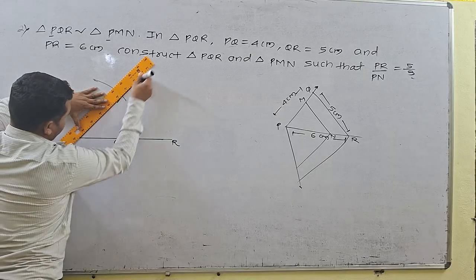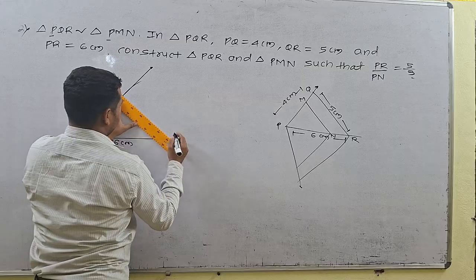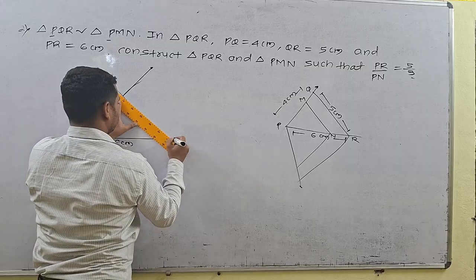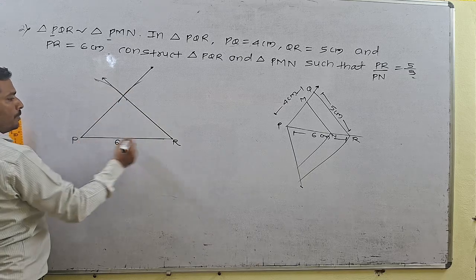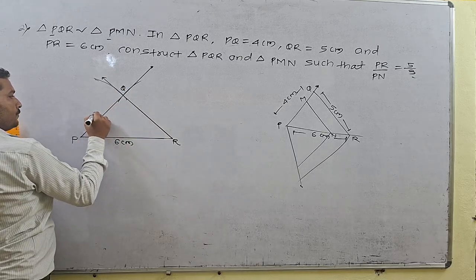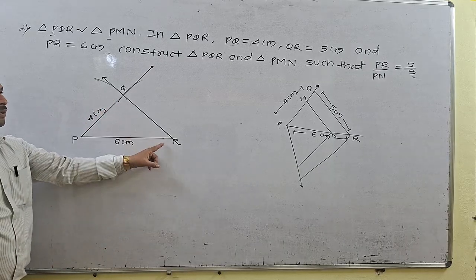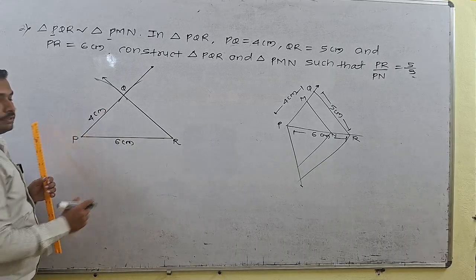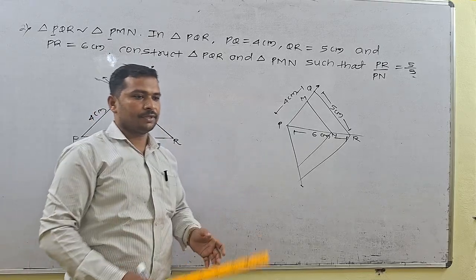There is a first. Now second is a, there is a second. So there it's form of a triangle PQR. First taken as a 4 centimeter. Second is a QR. QR is a 5 centimeter. Write down there again. There is a 5 centimeter.